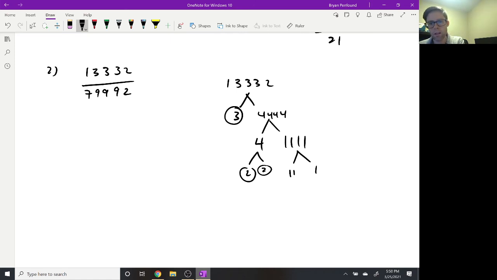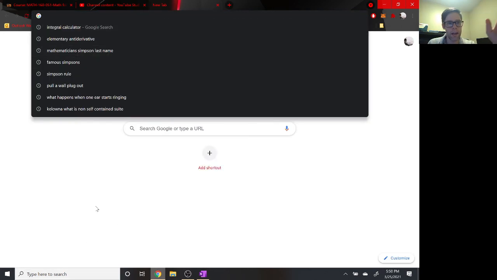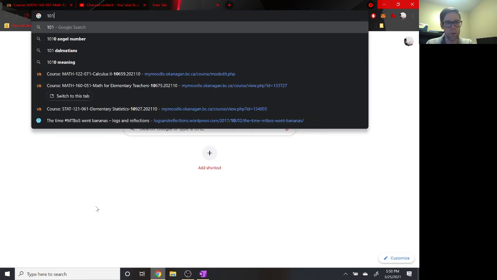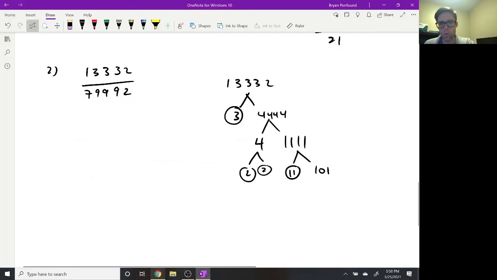And I get the number 101. I know 11 is prime. I don't know if you guys know if 101 is prime or not. So what we could do is jump over into Google and take a look at 101, is it prime? People ask this question all the time. Is 101 a prime number? Yes. All right, so 101 is a prime number.